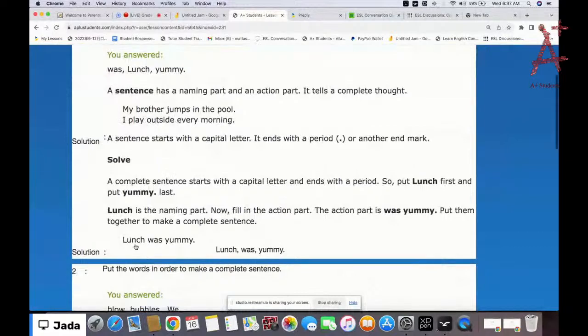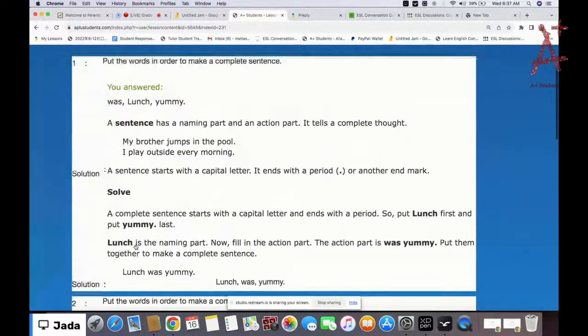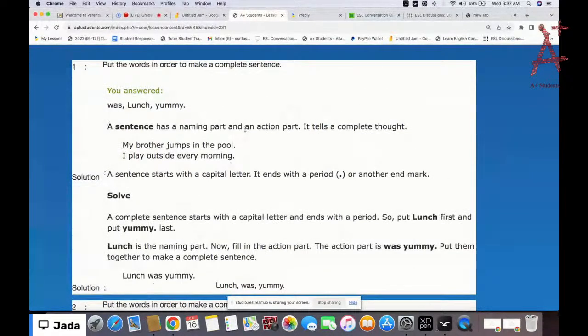Okay. So now this part says that a sentence has a naming part and an action part. It tells a complete thought. So once you have a sentence, okay, it tells you the naming part and it tells you the action. The naming part is the person that is doing the action. Naming part is the subject, and then action part is the action going on. Okay?